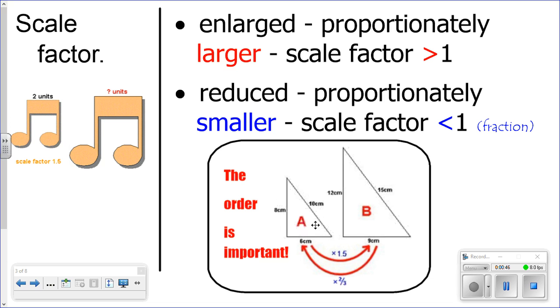So when you're looking at a figure, the order is really important. In this example, if it goes from A to B, you can see that the triangle is getting bigger, so that means it's the enlargement, so my scale factor is 1.5. If, on the other hand, B is my original and it's getting smaller, that's a reduction, and my scale factor is going to be 2/3.